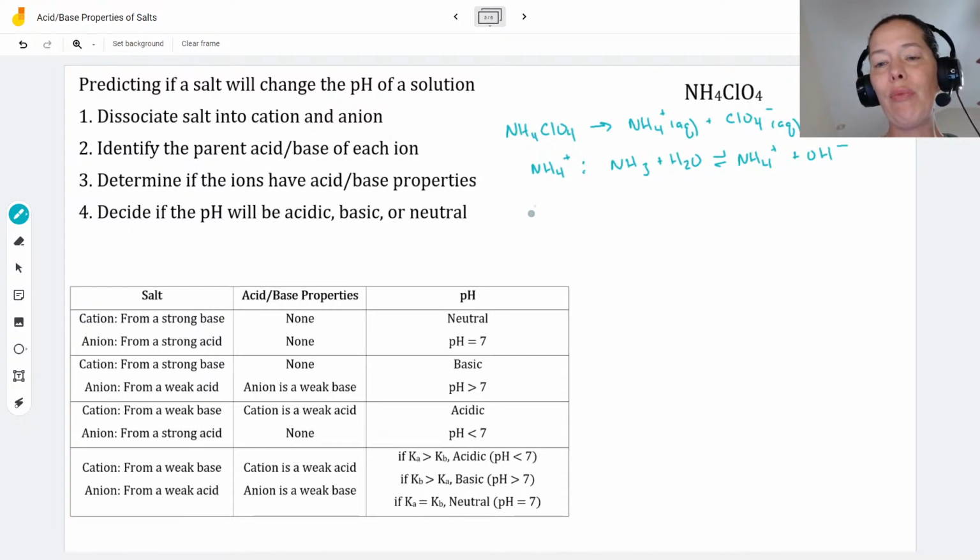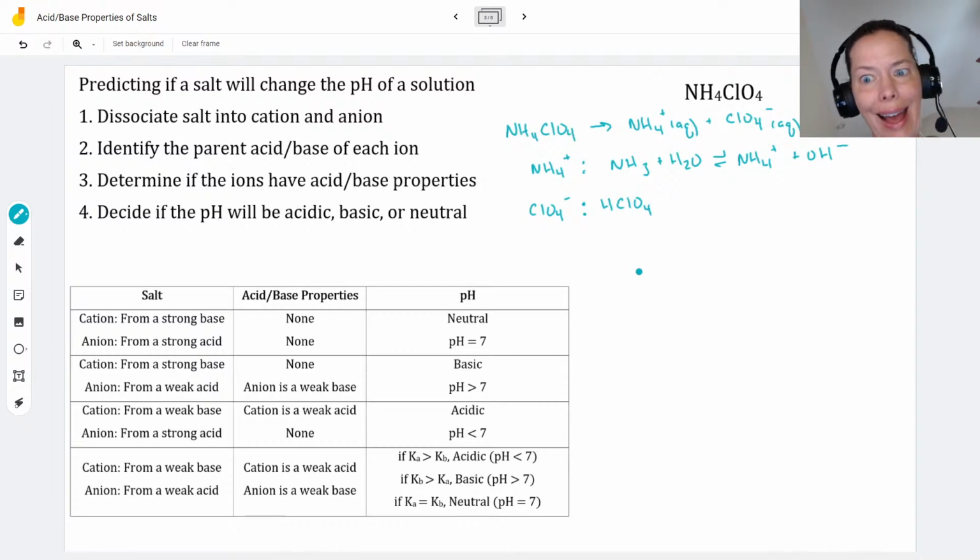So now I have my perchlorate. I keep wanting to call this chlorate, but it's perchlorate. Again, I want to think, is there an acid or a base that will give me perchlorate as a conjugate, either a conjugate acid or a conjugate base? And yes, there is. We have perchloric acid, or sorry, this should be perchlorous acid.